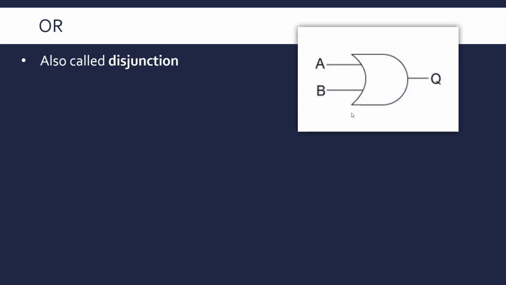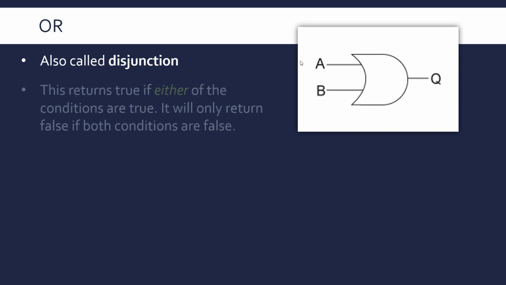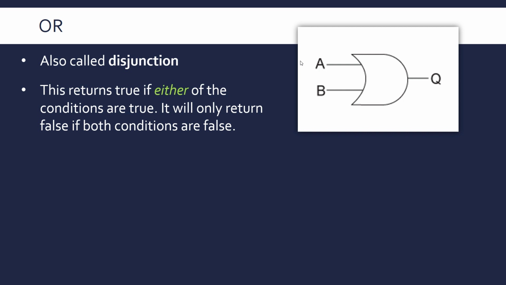So an OR gate, disjunction, has a curved back and a curved front. This is what it looks like. It's got 2 inputs this time, so A and B. Again, these letters could be anything. It's just the example I'm using. And this returns true, so it returns a 1, if either of the conditions are true, if either of the inputs are true. It will only ever return false if both conditions are false.